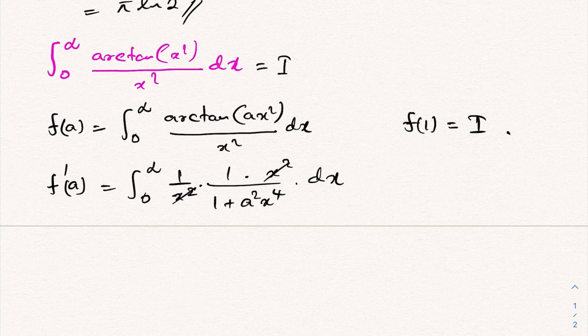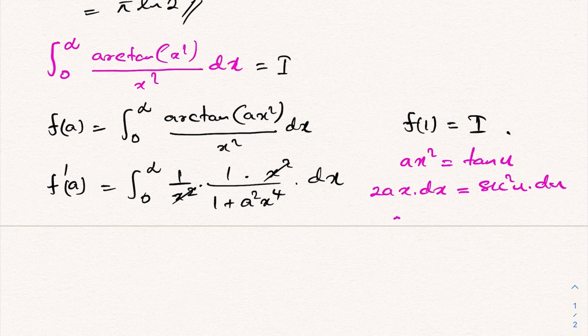To evaluate this integral, let's take the substitution a x square is equal to tan of u. Then if we differentiate, 2 times a x dx is equal to secant square of u times du.